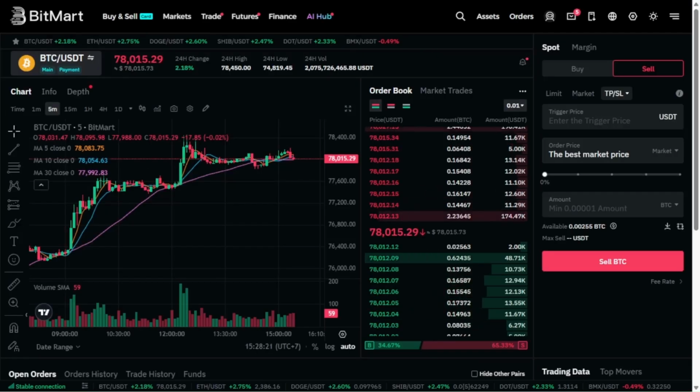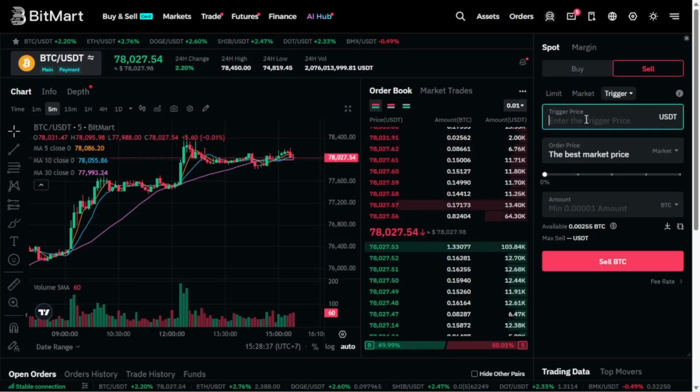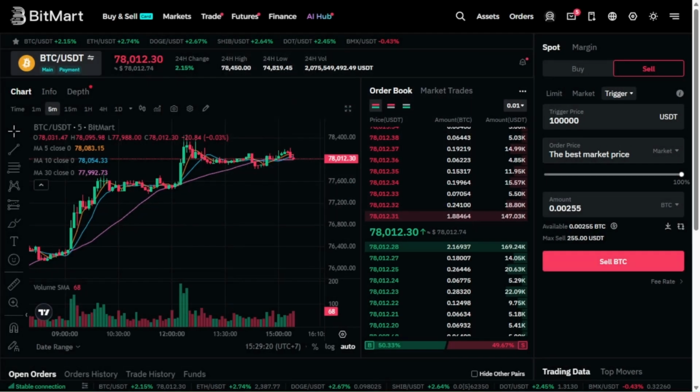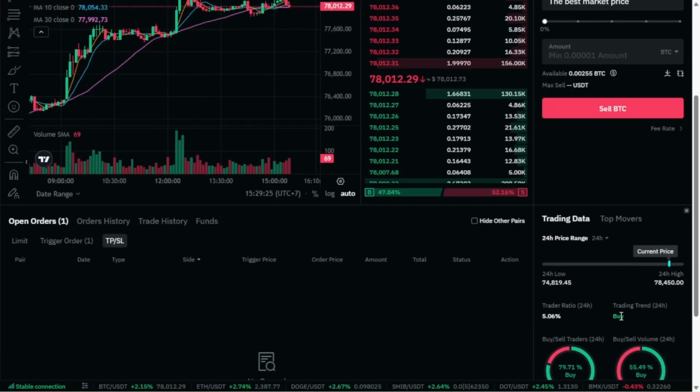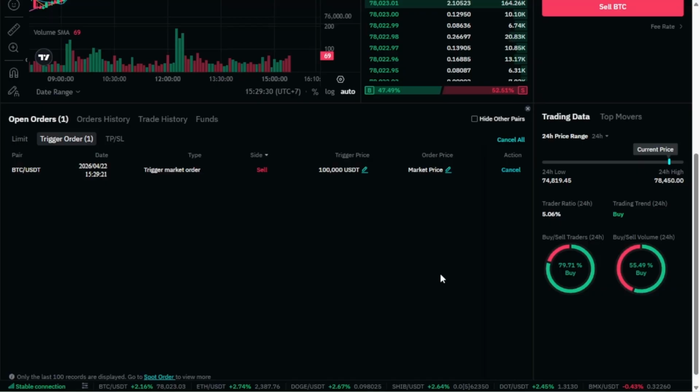The last thing I'm going to show you is how to set up a trigger order. We can just head to trigger, and it's fairly similar to a take profit and stop loss. We can choose either a limit or a market and a trigger price. I'm going to trigger a market sell of my assets if Bitcoin hits 100,000, locking in our profits. And we are going to execute this order. Down below again, in trigger orders, we can see our open trigger order.